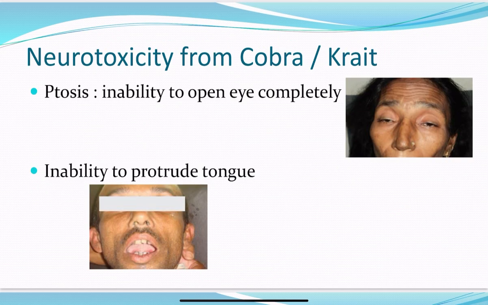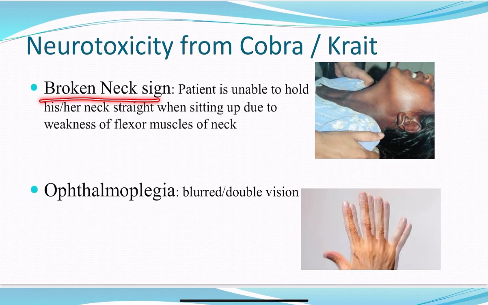Some neurotoxic features due to bite from cobra and krait include ptosis, which is inability to open eye completely. Then the person is unable to protrude his or her tongue out from the level of incisors. Then there is something called broken neck sign, where the patient is unable to hold their neck straight when sitting up due to the weakness of flexor muscles of the neck. So the flexor muscles of the neck will get weak and hence the extensor muscles will get stronger, and when they contract they will give this broken neck appearance.